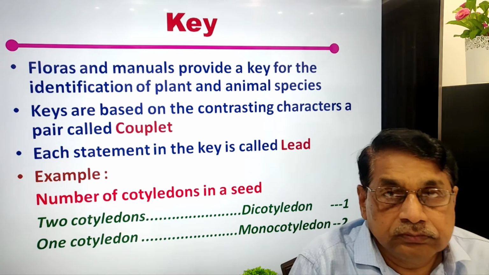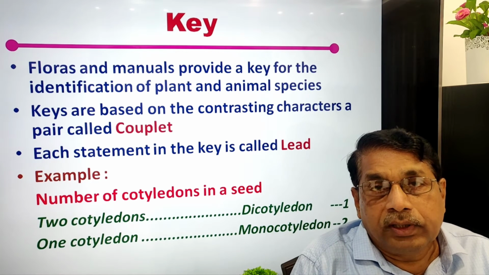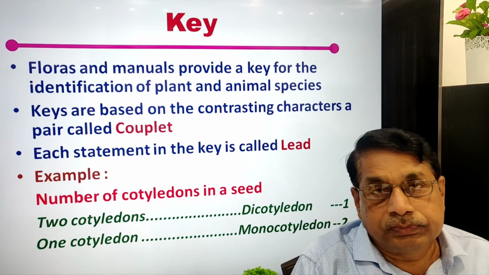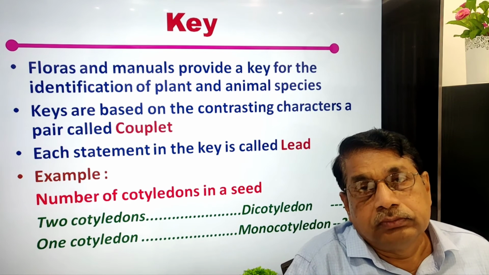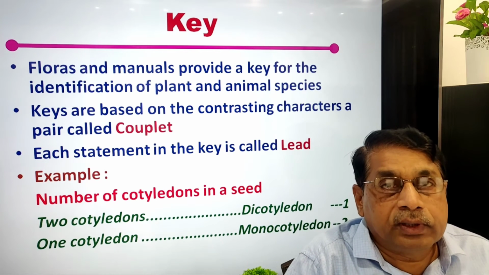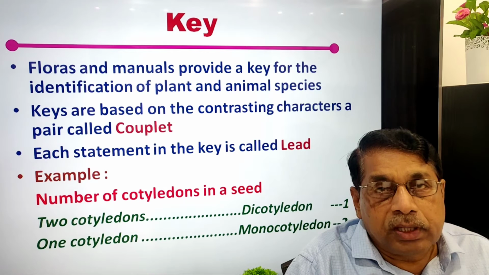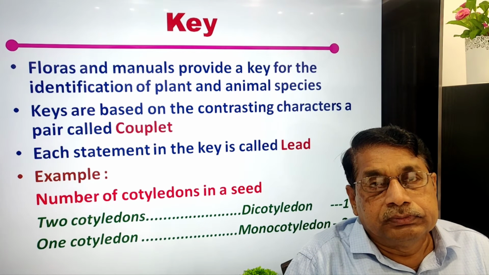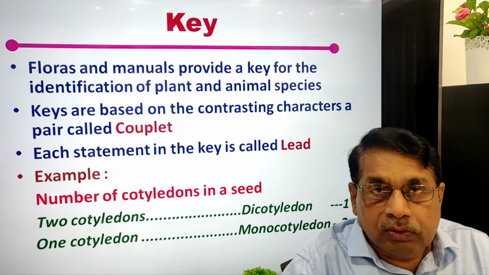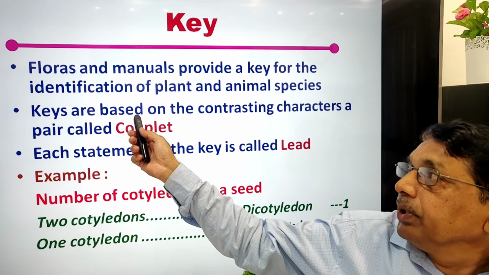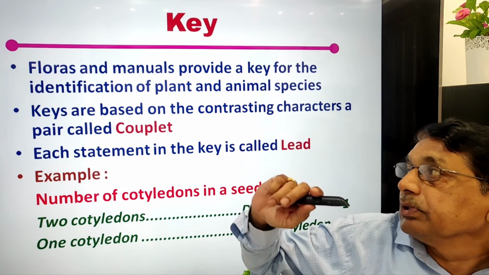Key. Flora, fauna, they provide the key for identification purpose. So you have collected a plant, you collected an animal from the field, brought it to the laboratory, and you want to identify it. Floras and manuals will be available. The floras and manuals contain the keys. Study the characteristics, look at the book, examine. So floras and manuals provide the key for the identification of plant and animal species.